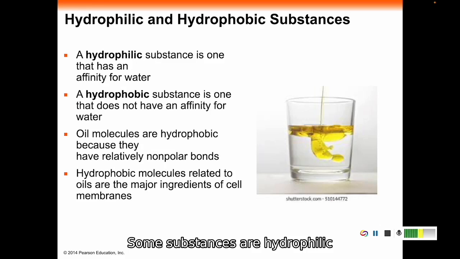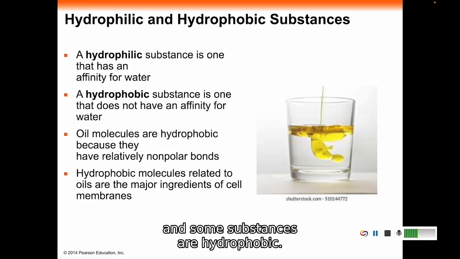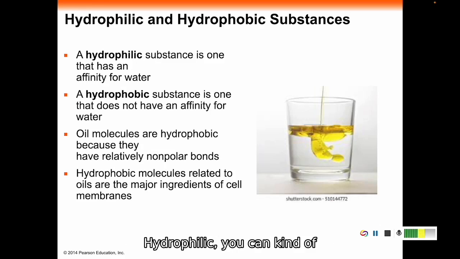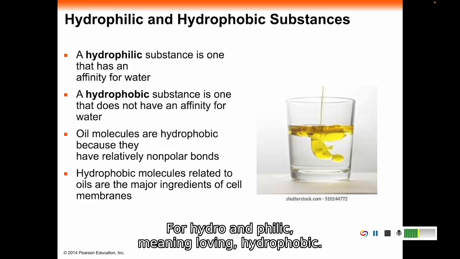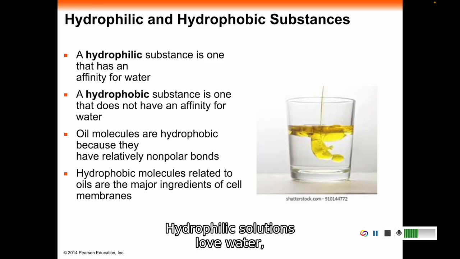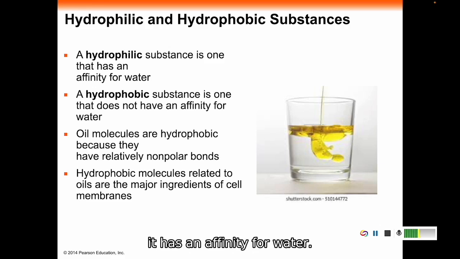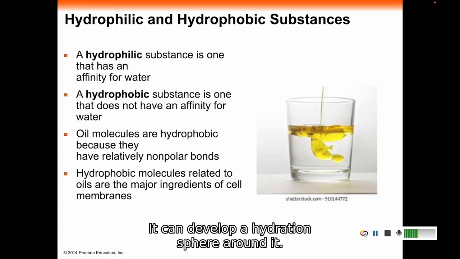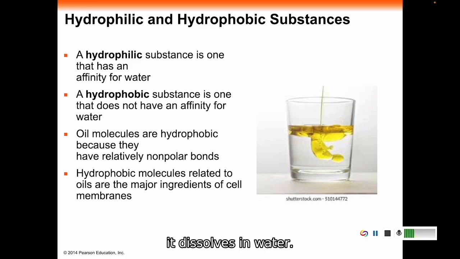Some substances are hydrophilic and some substances are hydrophobic. So hydrophilic, you can break that word down to hydro for water and philic meaning loving. Hydrophobic, you can break that down to hydro or water and phobic, fearing. So hydrophilic substances love water. They have an affinity for water. Something like an ionic or a polar molecule is going to be hydrophilic. It can develop a hydration sphere around it, so it's hydrophilic. It dissolves in water.